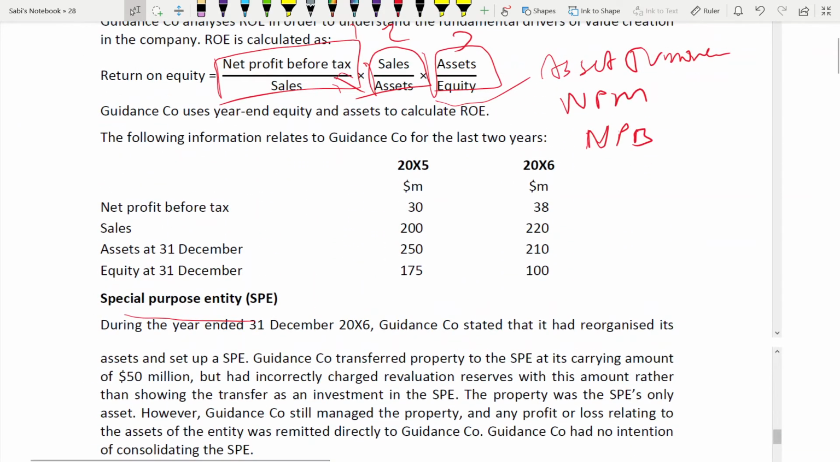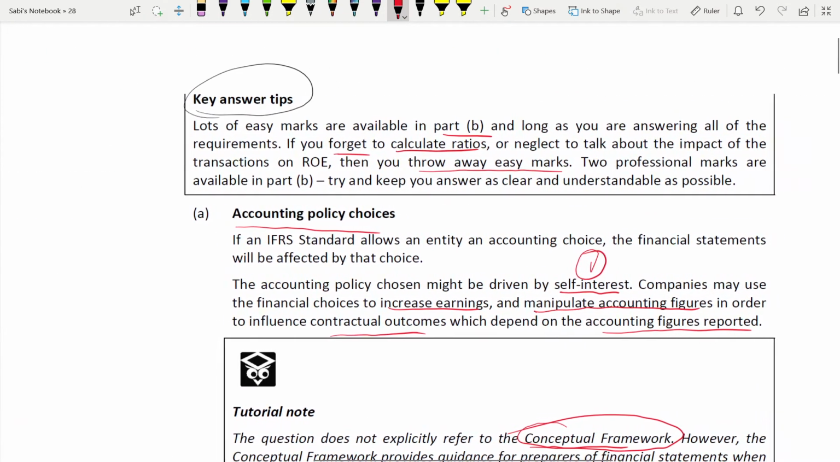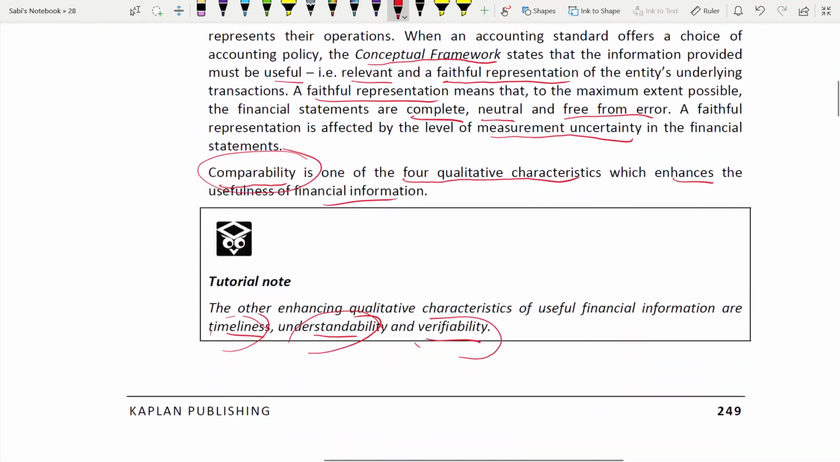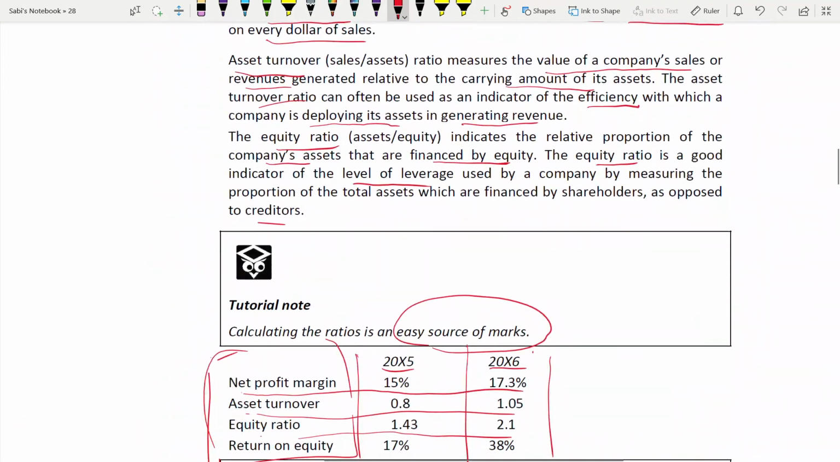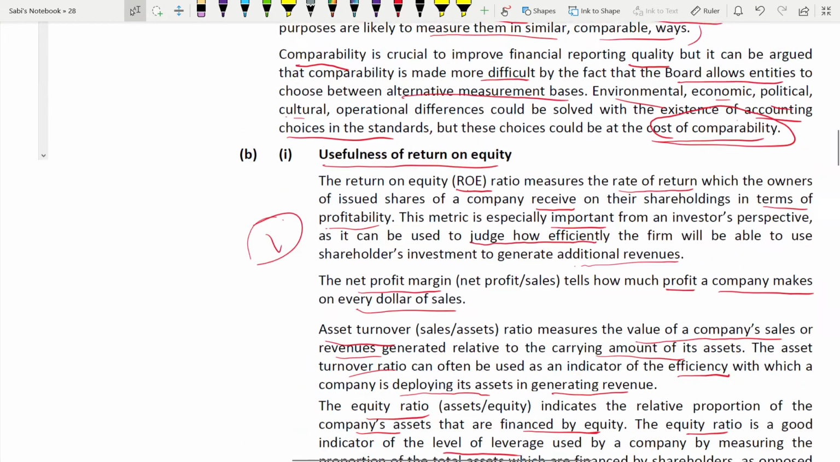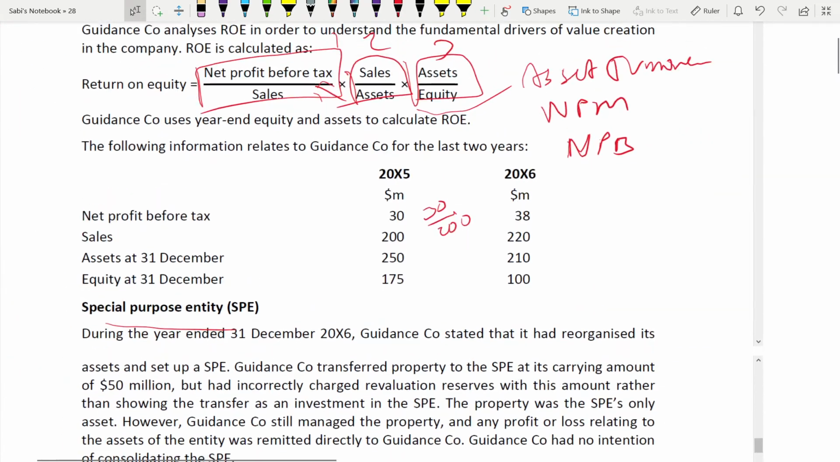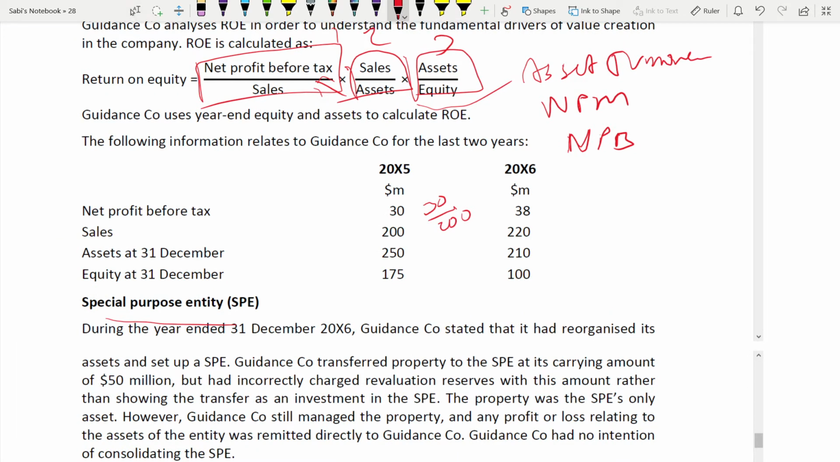So net profit divided by sales, 30 over 200, which will be 15, I guess. Yes, it's 15%. Asset turnover is sales divided by assets. So 200 divided by 250, hence 0.8.